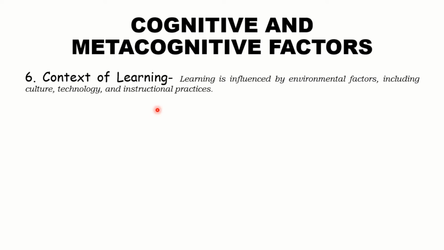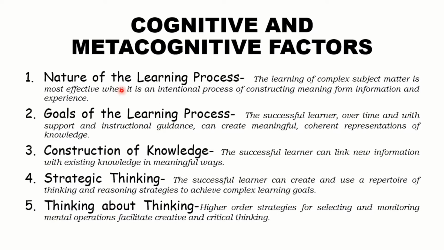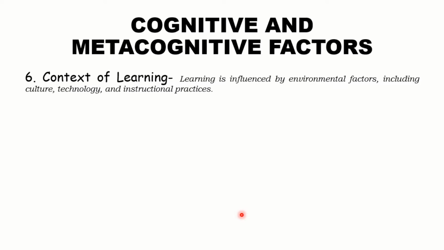So, the responsibility of the teacher or the educator is to make sure that the class environment, particularly the degree to which it is nurturing or not, can have significant impacts on student learning. So again, these are the 6 principles under the cognitive and metacognitive factors. So we have the nature of the learning process, we have the goals of the learning process, construction of knowledge, we have the strategic thinking, we have the thinking about thinking, and we have the context of learning.